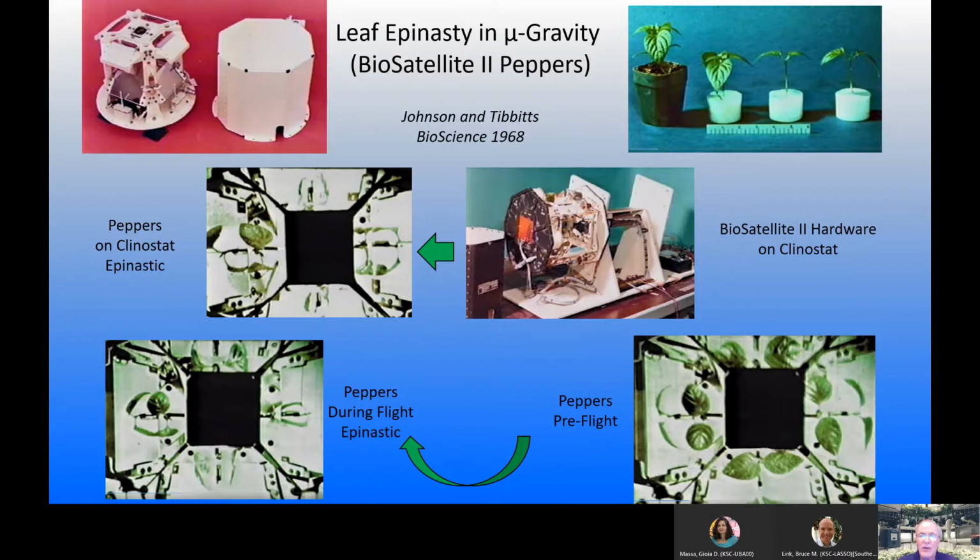And I don't know that this is still a fully resolved thing for space in terms of microgravity. Do leaves initially become epinastic, and do they then acclimate and grow more normally? This is an interesting thing that I think needs further testing. It was kind of a fun study, and I thought from a historical perspective, it would be nice to mention.